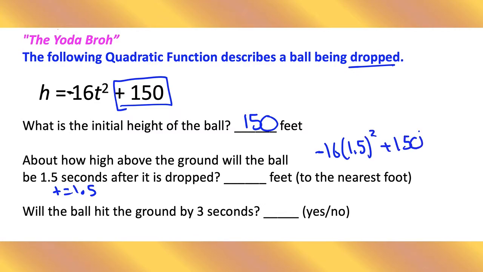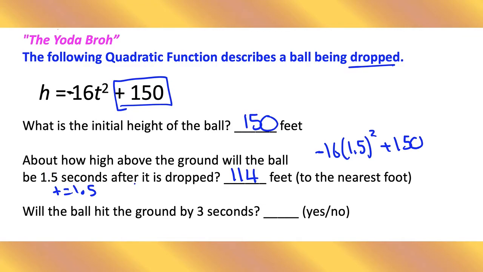Do I have my calculator nearby? I don't even have my calculator ready. I'm so sorry. Negative 16, bracket 1.5, close the bracket, square it, plus 150 is 114. So 114 feet.